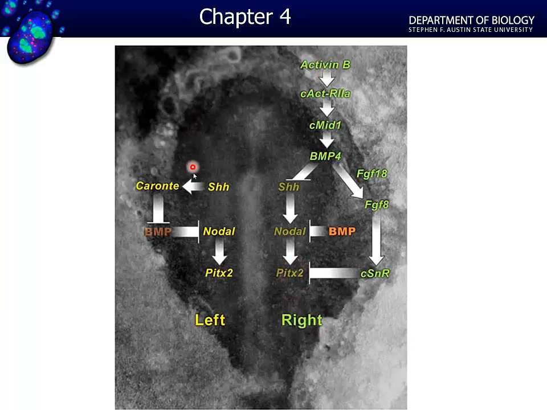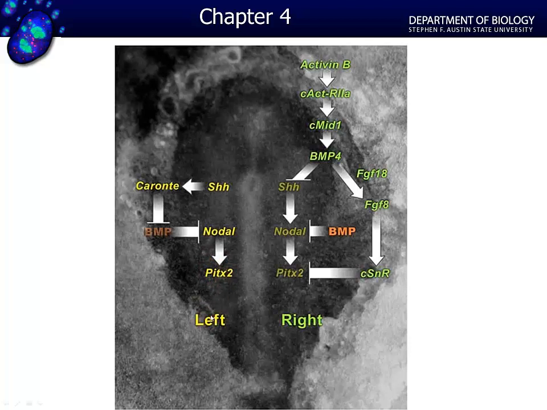However, on the left side, we have the expression of an early transcription factor, sonic hedgehog. Sonic hedgehog is going to lead to the expression of a factor that inhibits bone morphogenetic protein. You can see how these are antagonistic of each other. On the right, BMP inhibits nodal. In this case, BMP is turned off by these earlier signals, allowing nodal to be expressed, which then signifies the expression of PITX2, and it leads to left-handed structures.